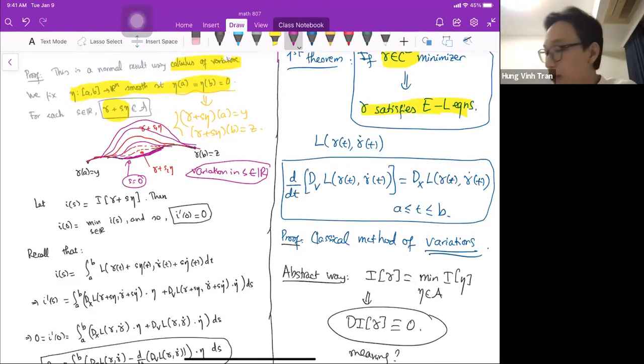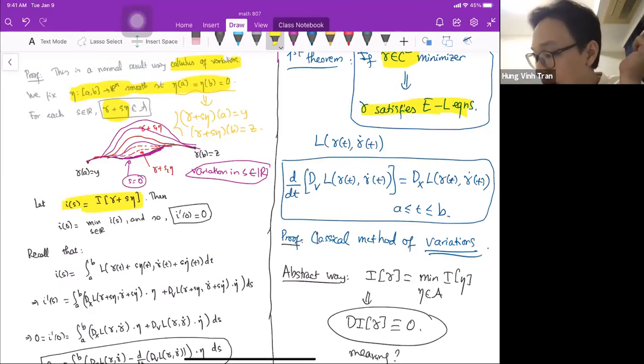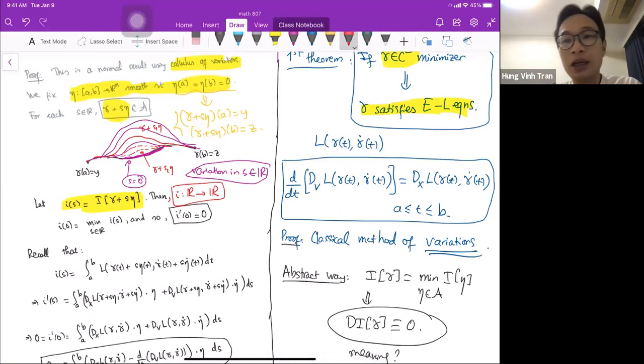Okay, so that's the technique. And when you do that, you can define I(s) to be the action functional of gamma plus s eta. And here you can see that I is now a function mapping from R to R. So that's a key point.